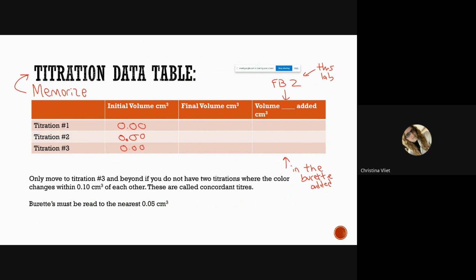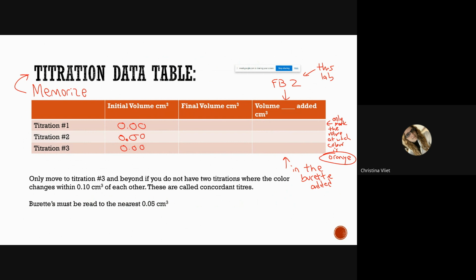So this is when the color changes. You only mark the volume at which the color changes, which in our lab today means we're looking for that volume to be orange. Some important things here.